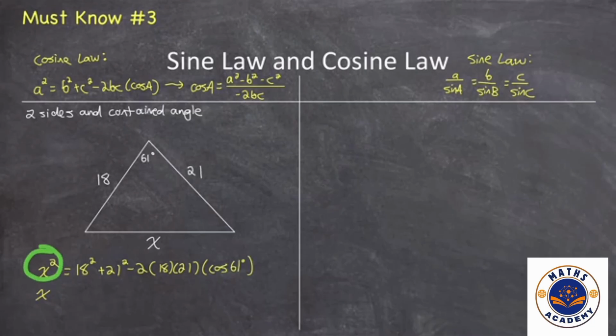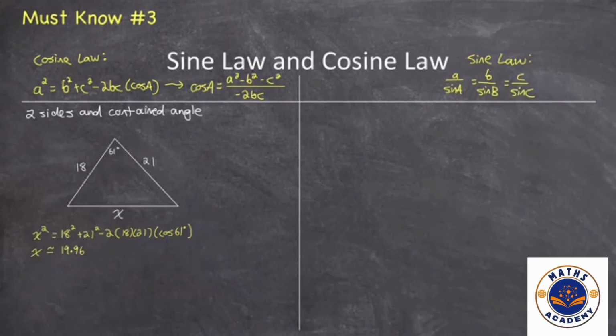That will tell you what x squared equals. To get x, make sure you square root whatever this value is. And in this question, it's about 19.96. Let me shrink this and let's do another question.